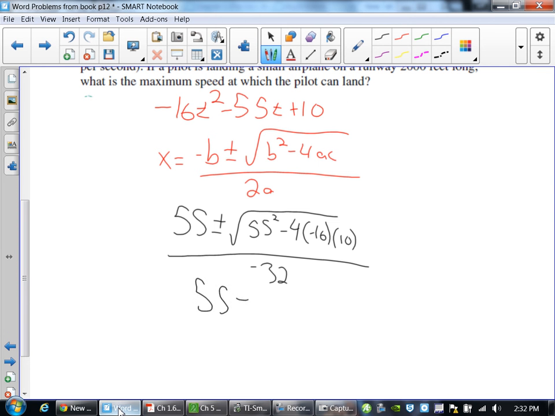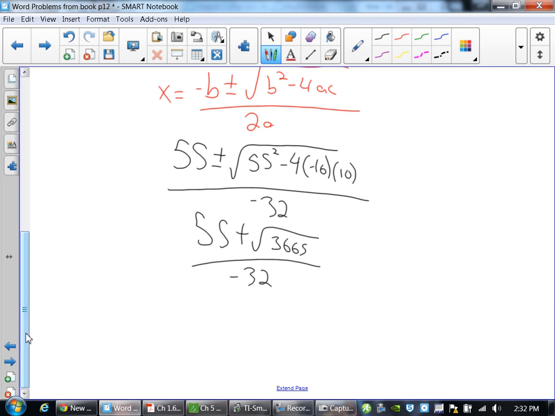55 plus the square root of 3665 over negative 32. Or wait, 55 minus the square root of 3665 over negative 32. Which of those two values is going to give me a positive time? The negative one will.